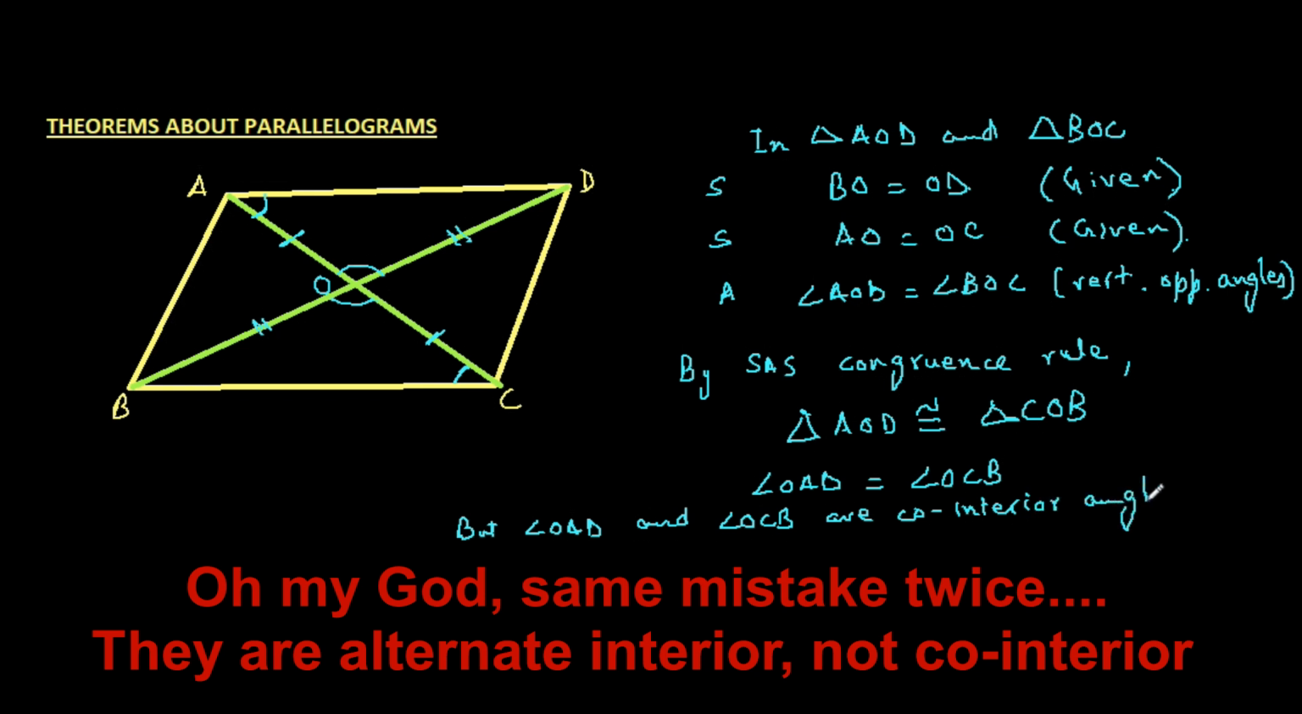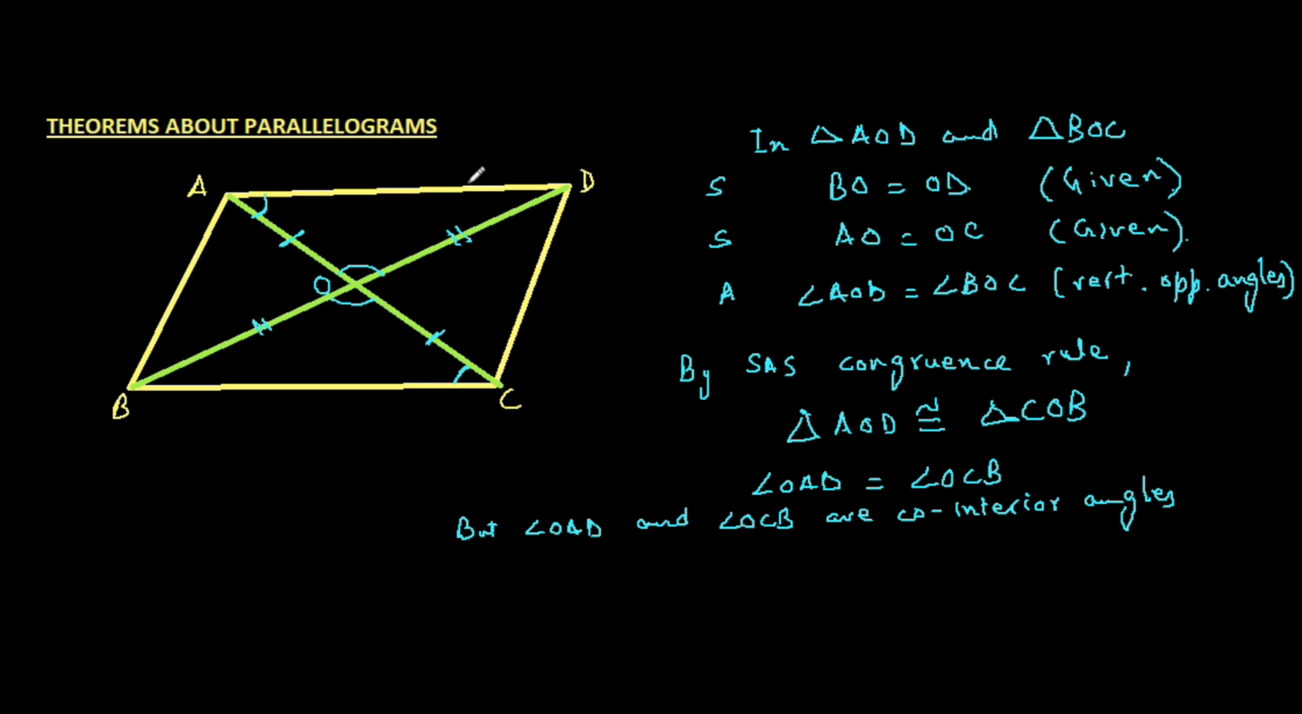And you know that when the co-interior angles are equal to each other, then we can conclude that the lines are parallel to each other. So they are co-interior, where AD and BC are the two lines and AC is the transversal. So we can say that therefore AD is parallel to BC. So this is parallel to this.